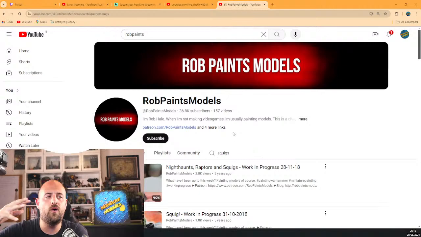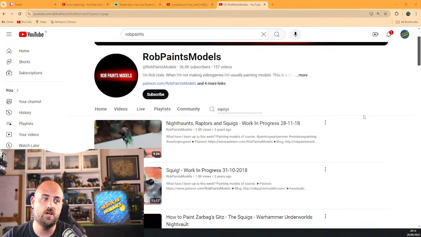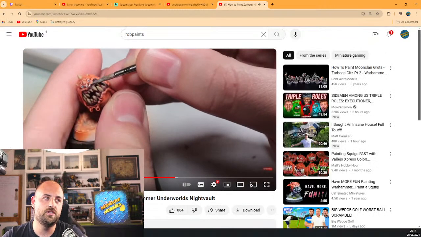Okay, you asked me for my orange squig recipe. I took my orange squig recipe from this man, Rob Paints Models, and this is something that twangs at my heart, because unfortunately this awesome guy has passed away. I think it was cancer. I didn't know until a year or so later, when I was wondering why I hadn't seen any of his content. But this particular video, how to paint Zarbag's Git, the squigs, is where I learned to paint squigs. If you want to learn how to paint the orange squigs that I did, I recommend you go and get this video. The content on here is amazing.